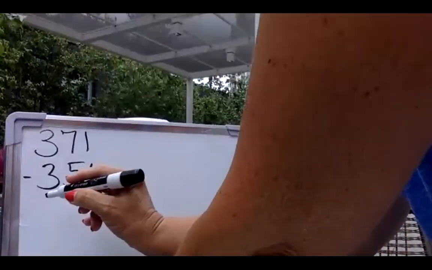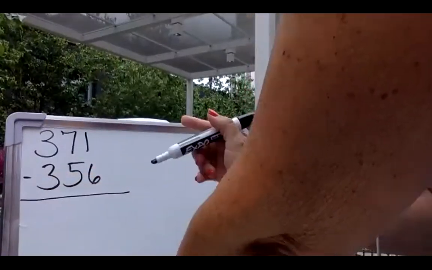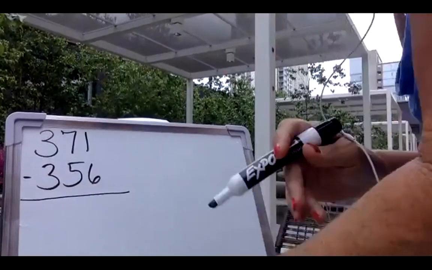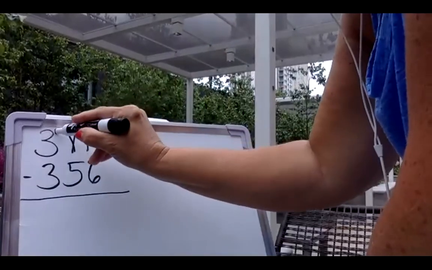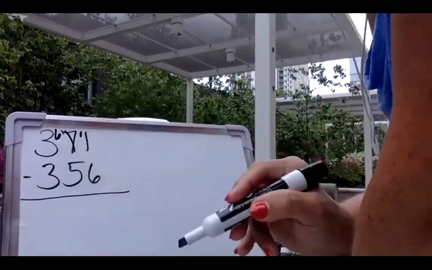All right. So here we go. I can't get 6 from 1, so I am going to go next door and borrow, and that 7 becomes a 6, and now this is 11.